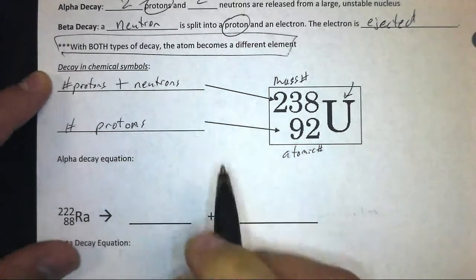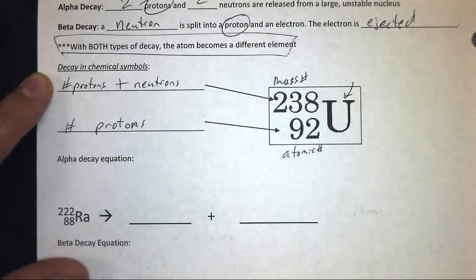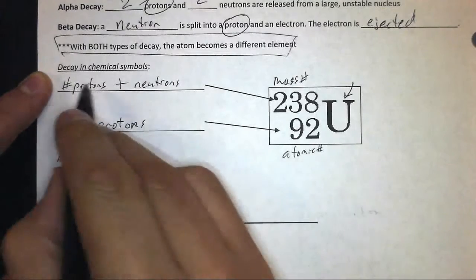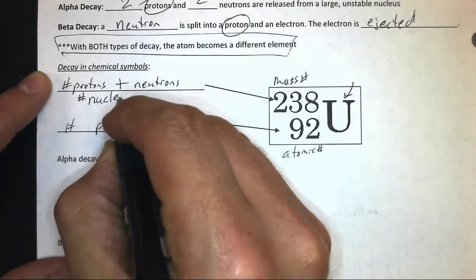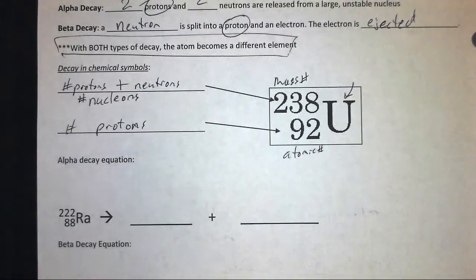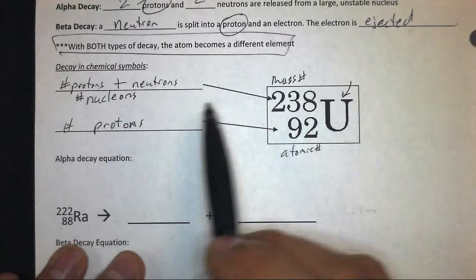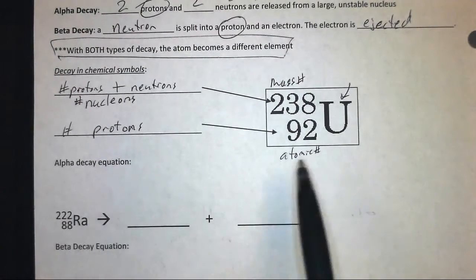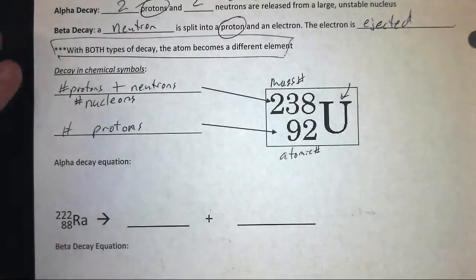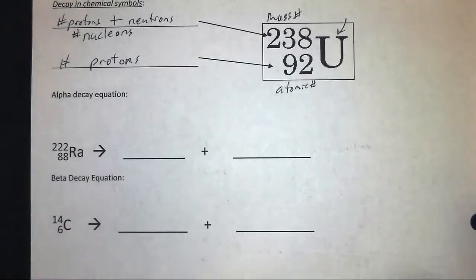So top number, protons plus neutrons, mass number. And remember, protons and neutrons are collectively referred to as nucleons. So we can just say that the mass number represents the number of nucleons. The reason we call it the mass number is because protons and neutrons are what contribute to the mass of the element. Atomic number, obviously, number of protons. You won't be required to write these chemical symbols, but you will be required to recognize them.